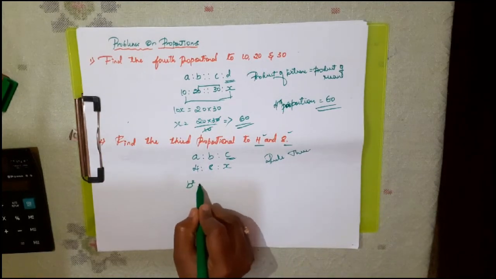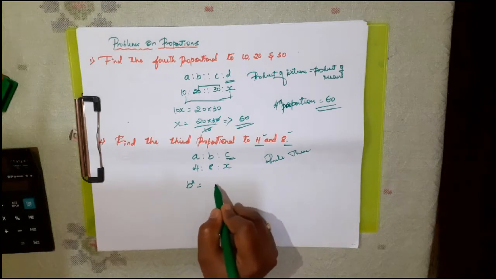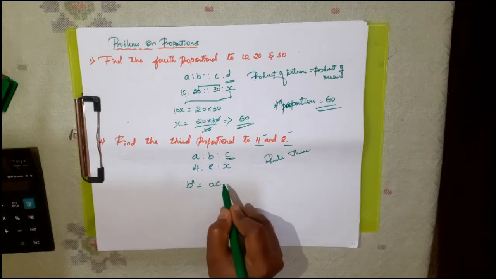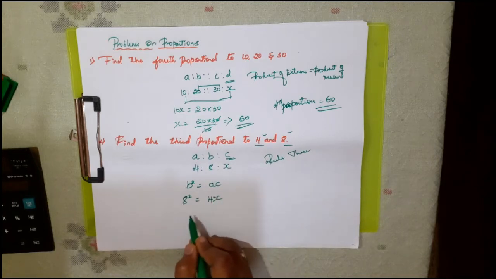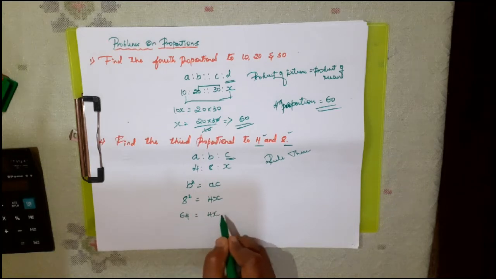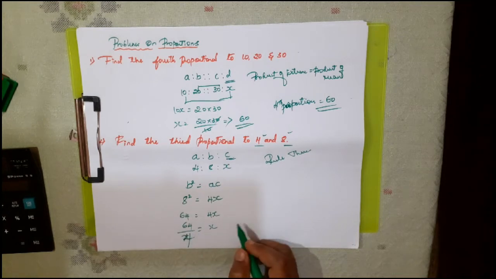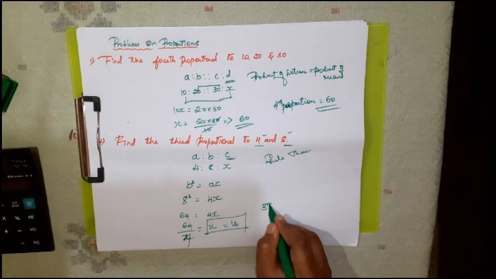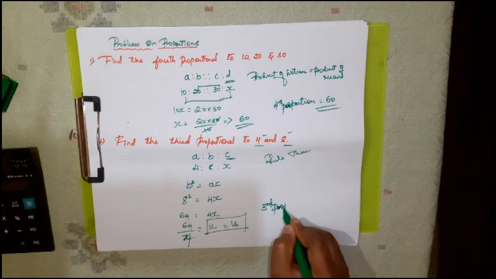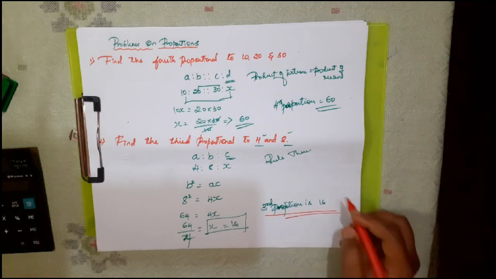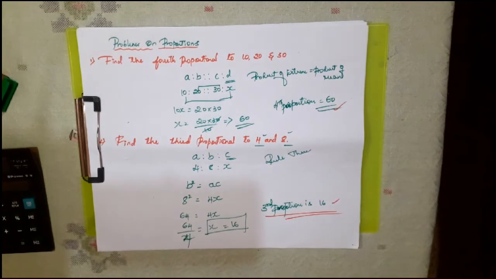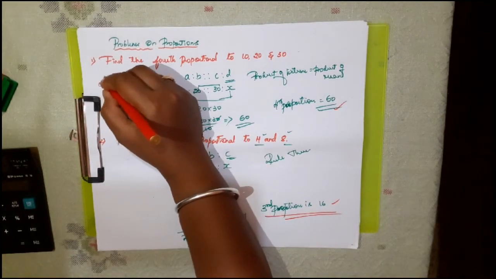So I am taking it as B square is equal to AC. So B is 8 square, A is 4, C is X. So 8 square is 64, 4x, X is 64 by 4. You are getting X as 16. So 16 is the third proportion. So this is how you have to calculate if they are asking to find the third and fourth proportion. This kind of sums will be asked for 2 marks in your examination.